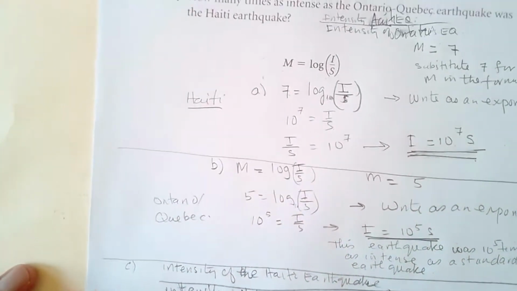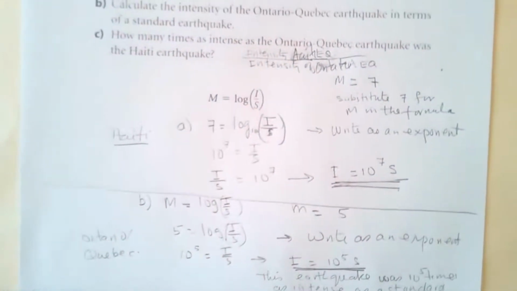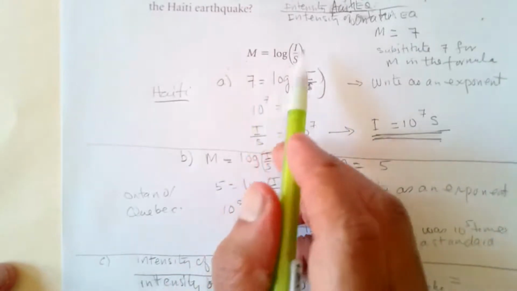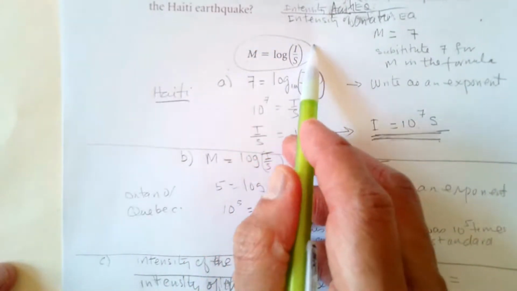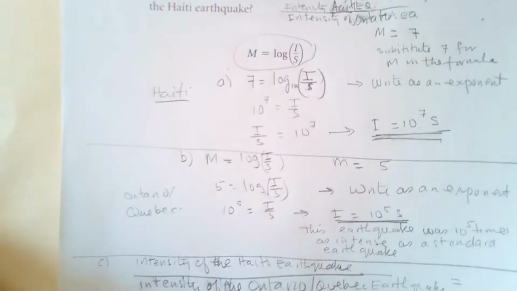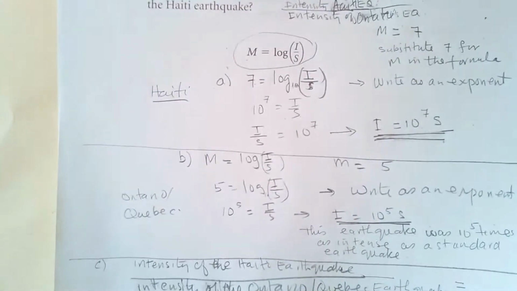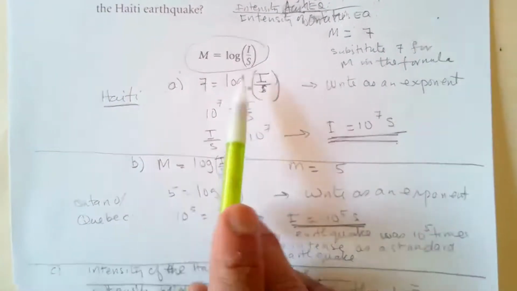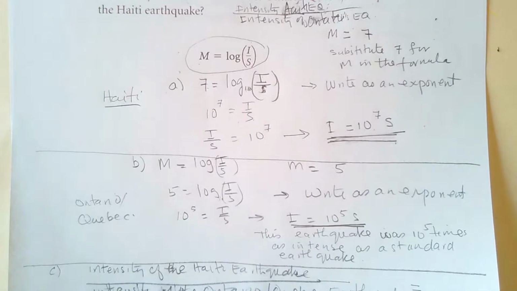So whenever we're measuring the magnitude of an earthquake, we need to use the Richter scale formula to find the magnitude of an earthquake. And by the way, the Richter scale is comparing it to a standard earthquake, so it's a comparative scale. It would just give you intensity, which is just a large number. That's why we use log.